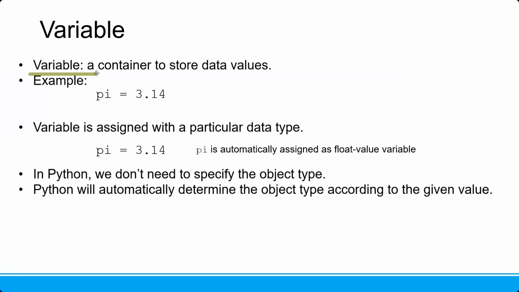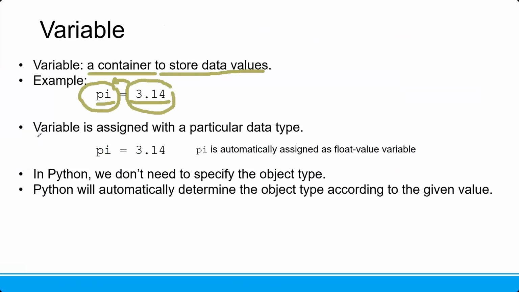Variable means a container to store data values. For example, you know 3.14 is a pi. So I want to put this value into a variable. We call it, this is the variable. You can define any name for the variable.